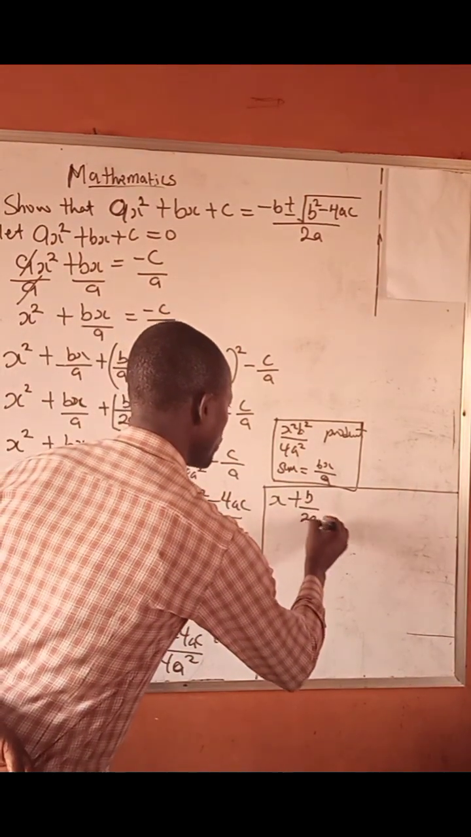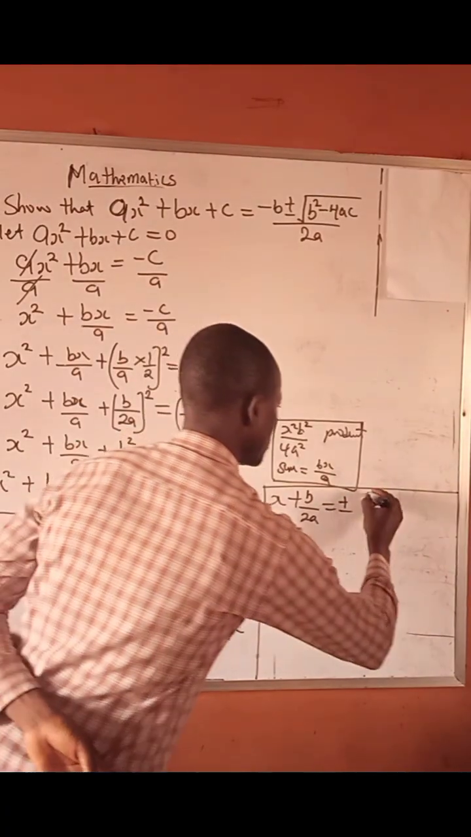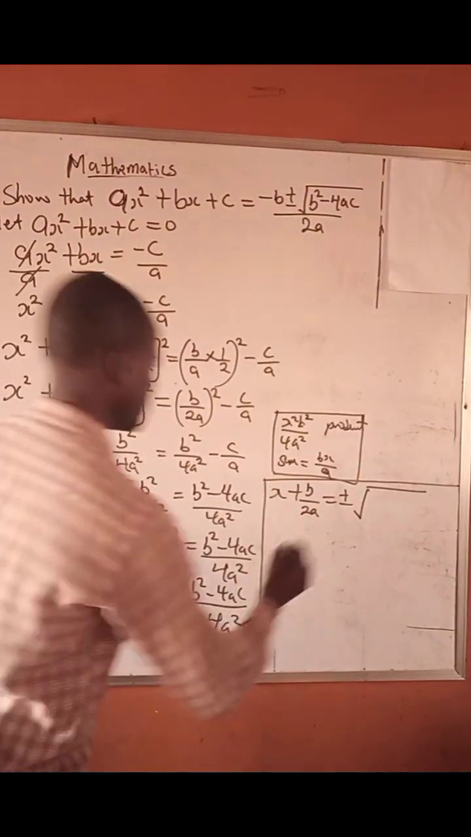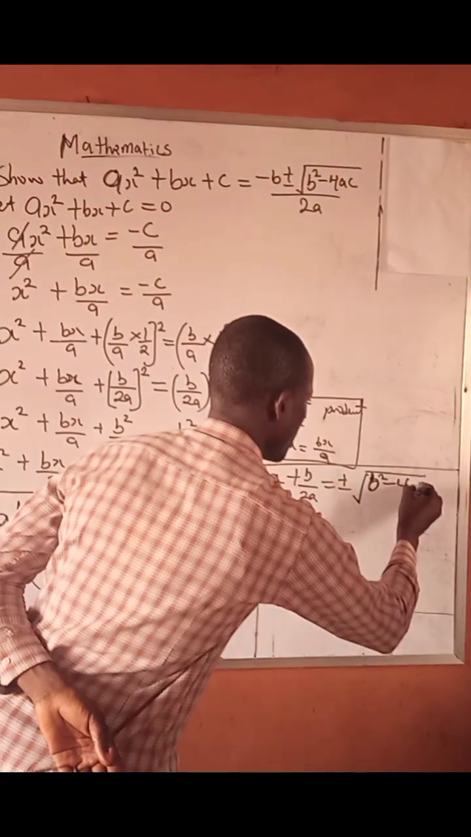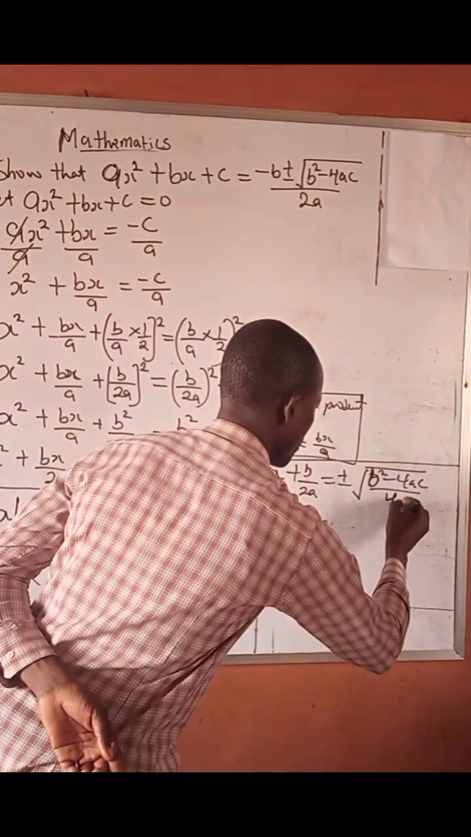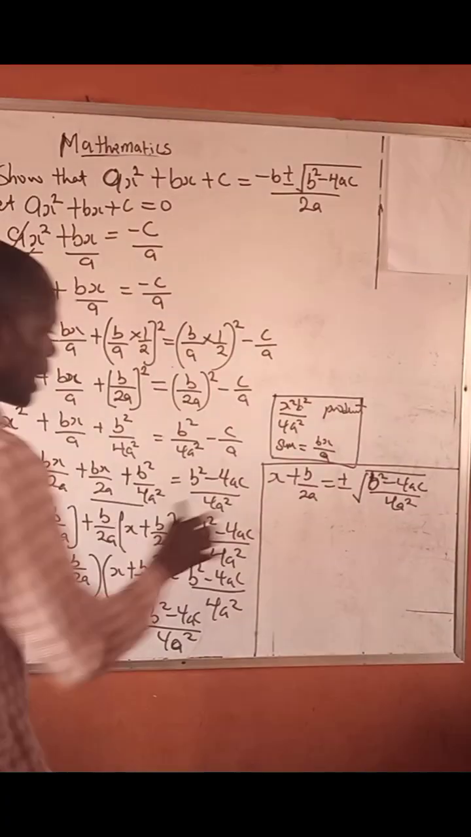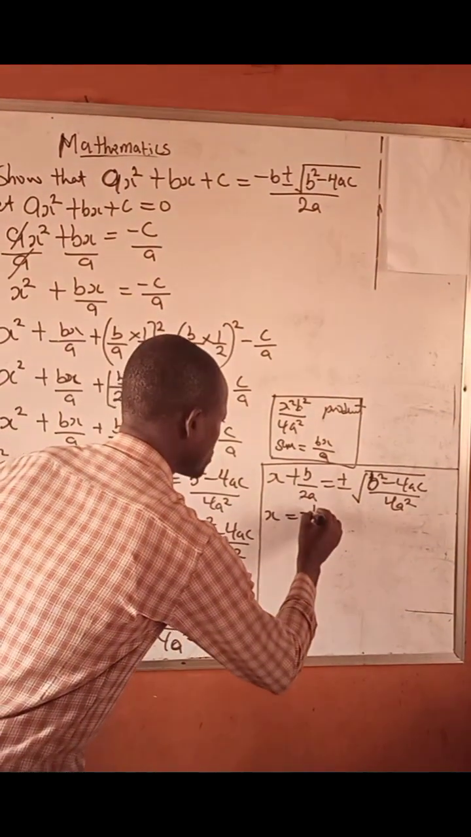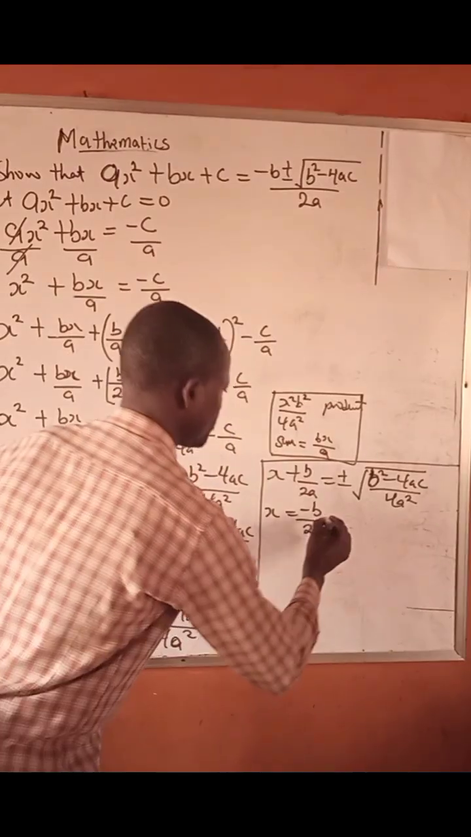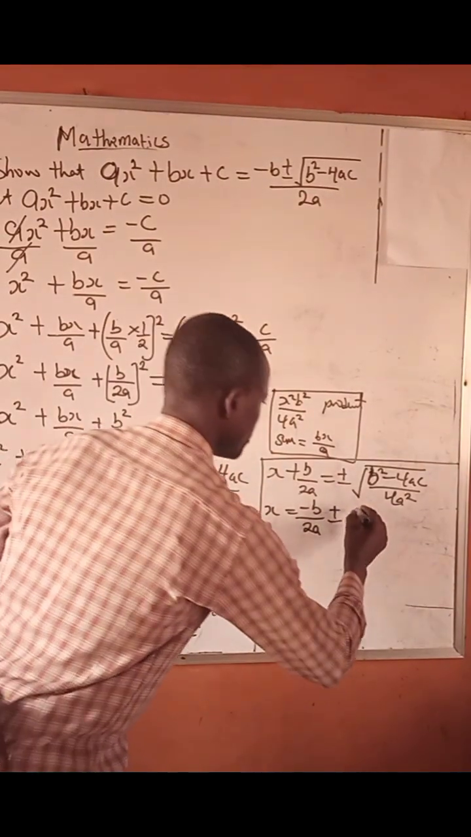So the next thing now is to bring this up, which now becomes x plus b over 2a equal to plus or minus the square root of b squared minus 4ac over 4a squared. Now let's move this to the other side. So x equals minus b over 2a plus or minus.